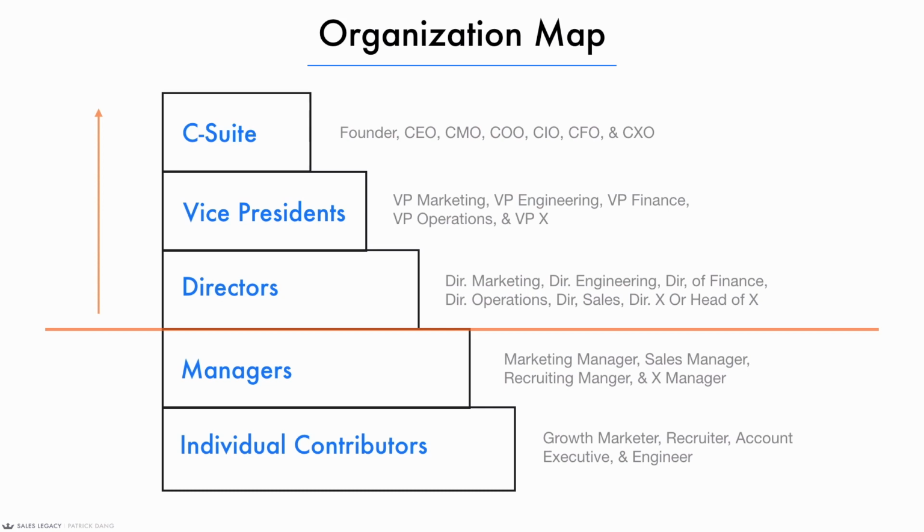And the organizational map is going to be exactly the same. You only want to reach out to the director level, vice president, and the C-suites, and you do not want to message any managers or individual contributors, because again, they don't have the decision-making power to actually buy whatever it is that you're selling. So only go for the people who have authority and decision-making power at the organization that you want to reach out to.